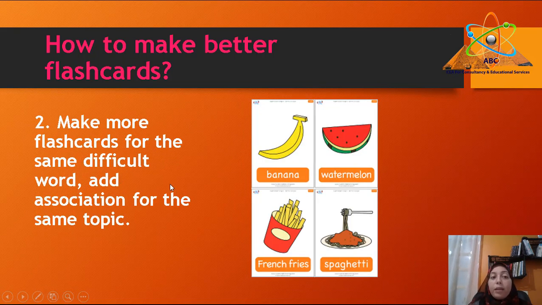Number 2, make more flashcards for the same difficult word and association for the same topic. Now I am talking about food and I want them to remember the word food. So I made association. I brought here banana and here watermelon and here French fries, spaghetti, and all these are food. So to enhance or support learning the word food, I made association, many pictures related to the main topic.